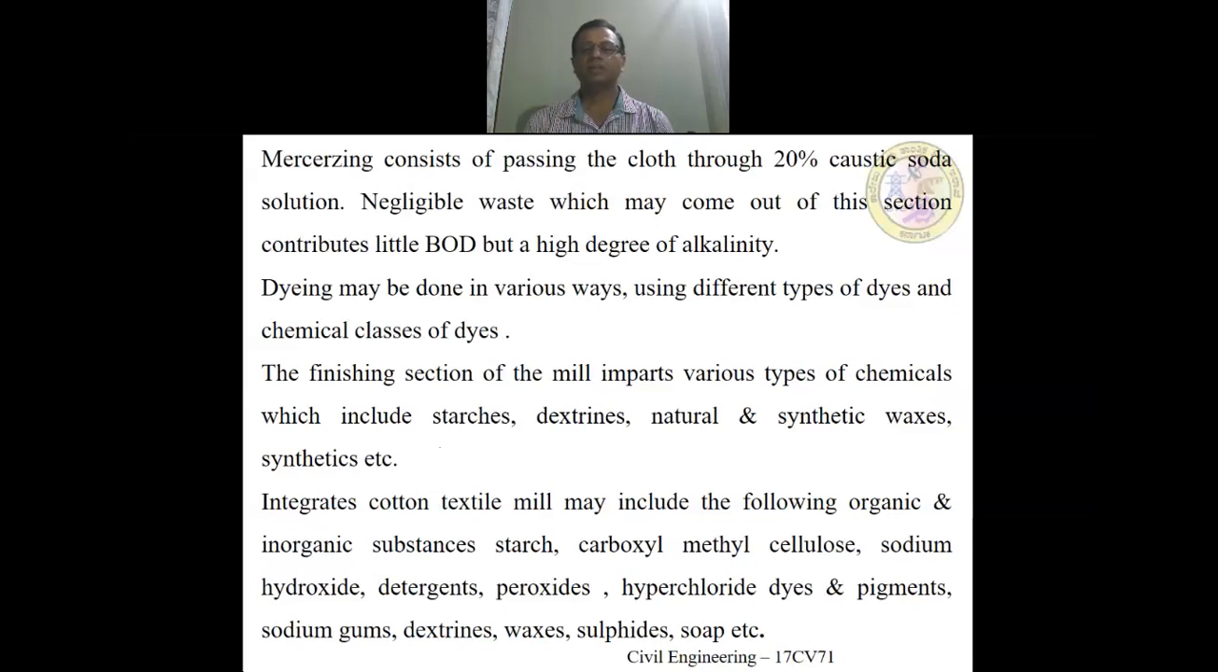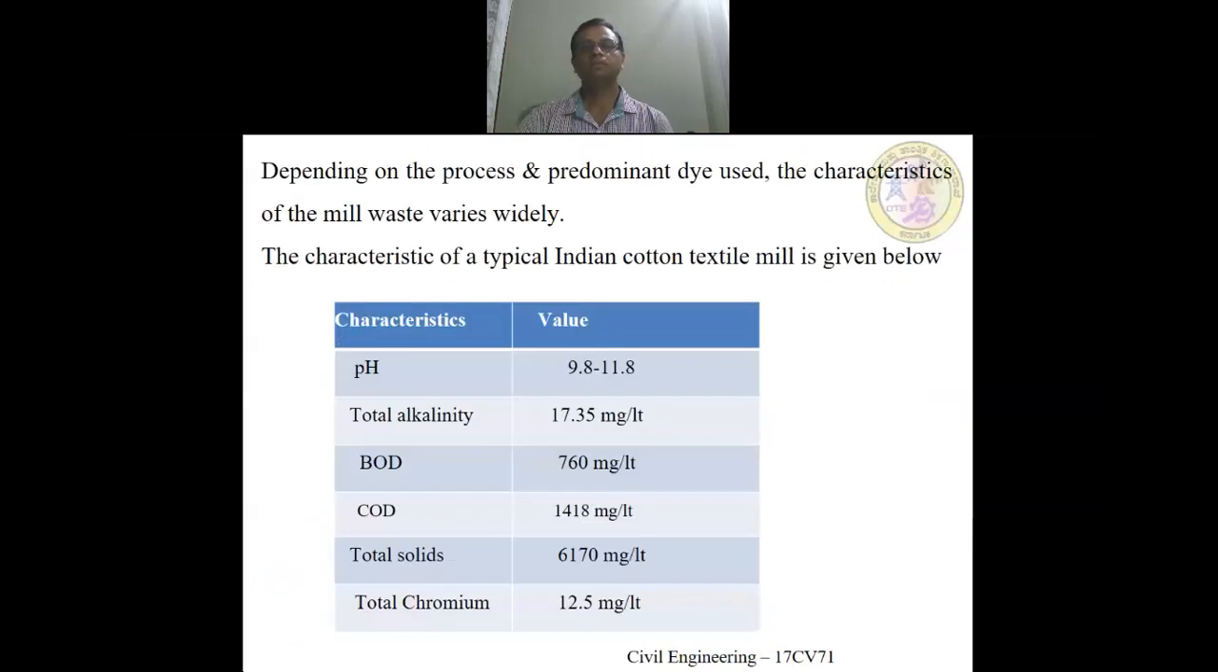Effluents of a cotton textile mill may include the following organic and inorganic substances: starch, carboxyl methyl cellulose, sodium hydroxide, detergents, peroxides, hypochlorite, dyes, pigments, sodium gums, dextrin, wax, sulfide, soap solution, etc. Depending on the process, chemicals and predominant dye used, the characteristics of the mill waste vary widely. The color, whether synthetic, organic or inorganic, mainly depends on the characteristics of the waste.